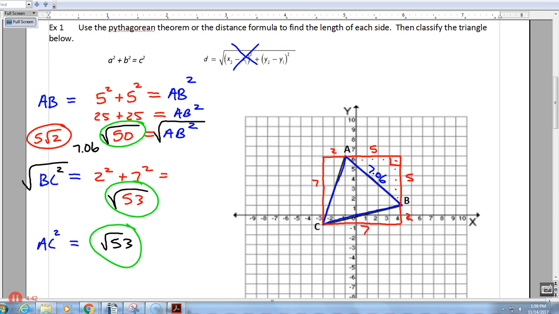So now that we know the 3 side lengths, square root of 50, square root of 53, square root of 53, if I'm classifying this by sides, what would he be? He would be an isosceles, because he has 2 equal sides. Now I can't classify the angles because I don't know how many degrees these are. To me it looks like it's acute, but I really can't prove it right now.